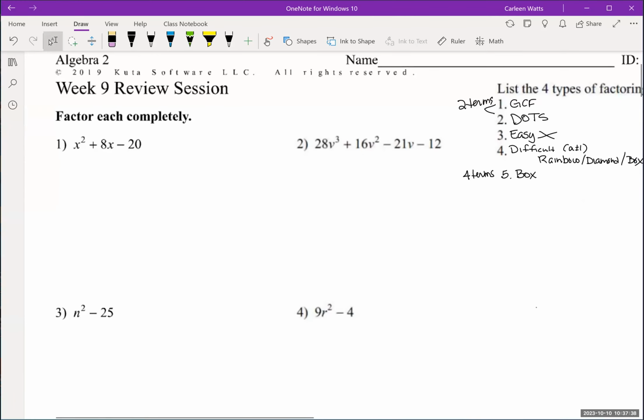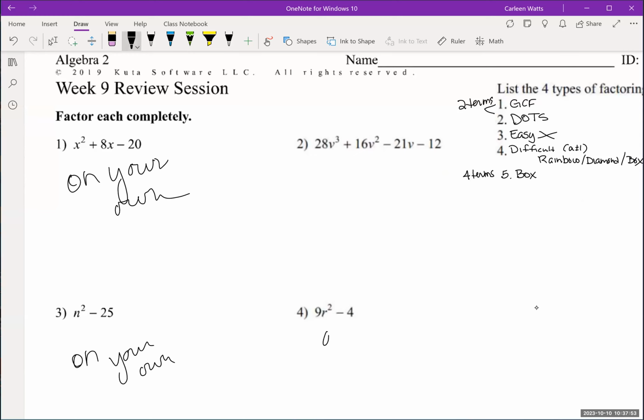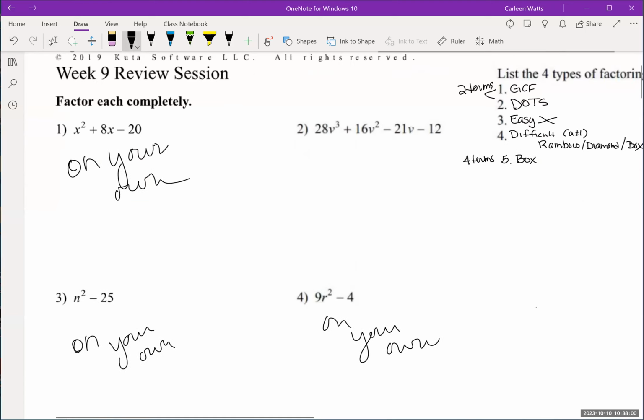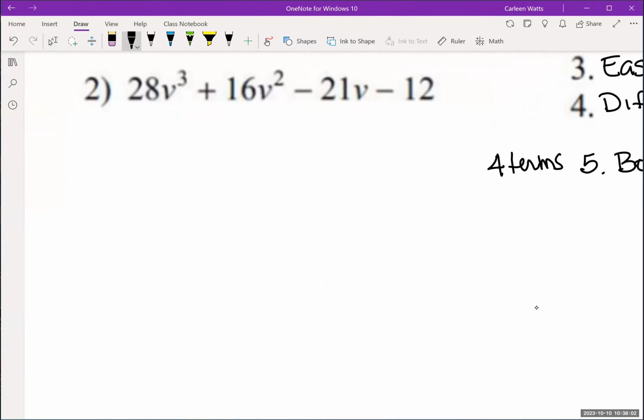Number 1 is on your own. Number 3 and number 4 are on your own. Let's do number 2. So 1, 2, 3, 4. I have 4 terms. My only choice is the box method.